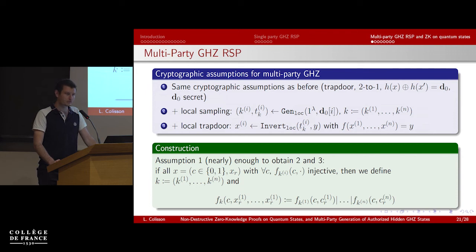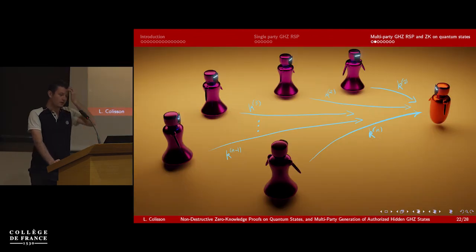And the construction is not too crazy. So basically, the first assumption is the same as before, and now we'll just sample many times the same function and concatenate the output of this different function for when you fix the value c, the bit c. Okay, so now we can check what is the final multi-party computation.